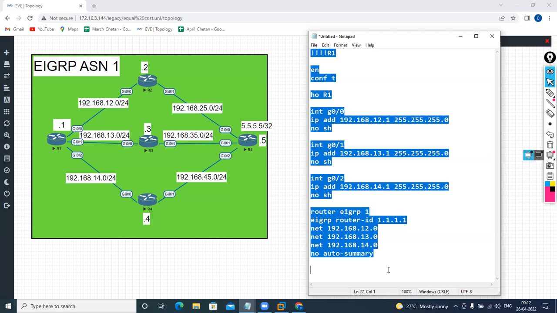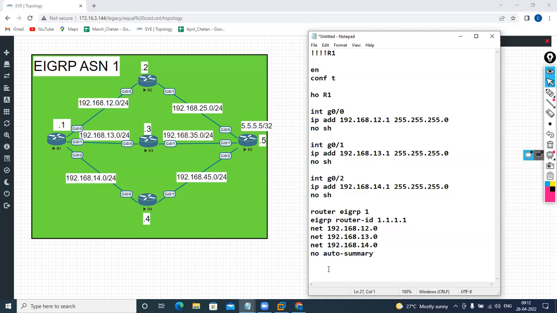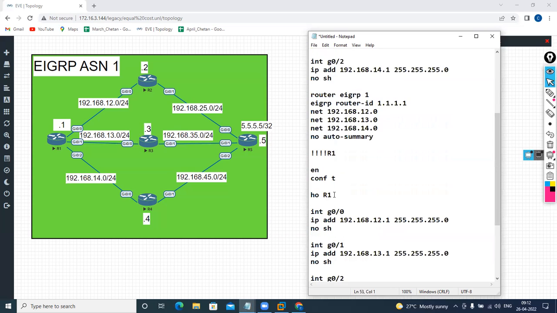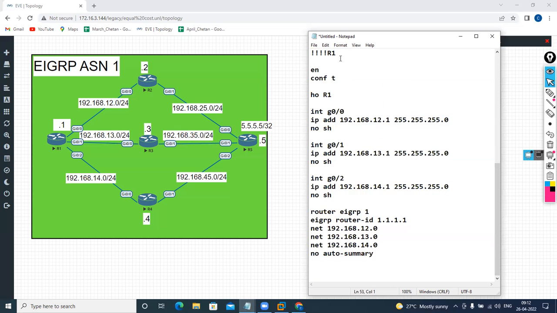I'll share the notepad. So on R2, interface Z0/0 will be 192.168.12.2. Z0/1 will be 25.2. We don't have a Z0/2 interface.